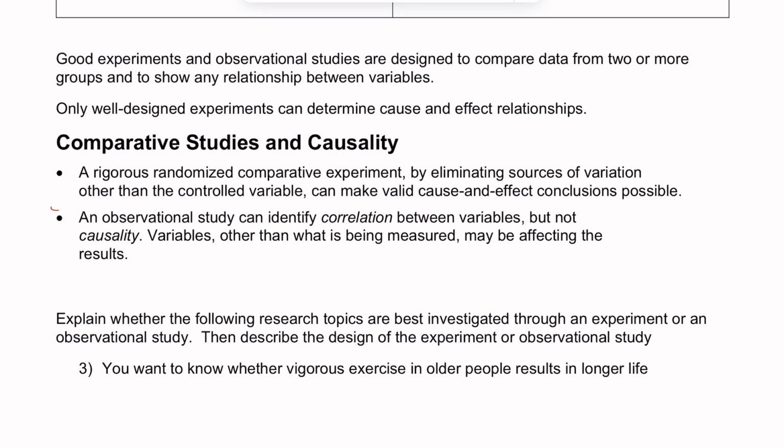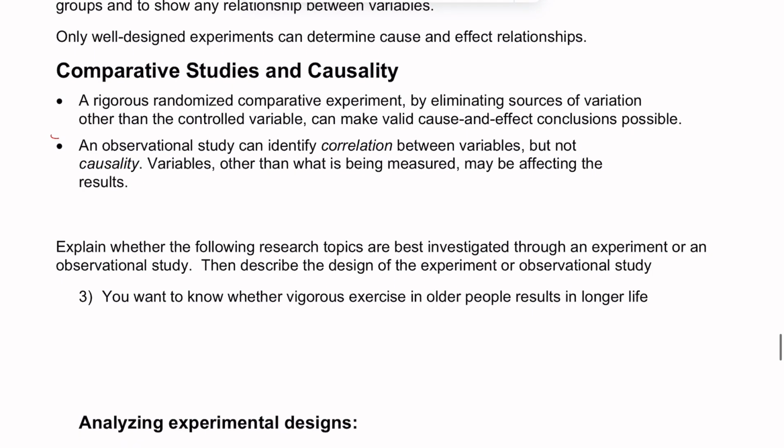So let's explain whether the following research topics are best investigated through an experiment or an observational study. Then describe the design of the experiment or observational study. You want to know whether vigorous exercise in older people results in longer life. So let's think about this. We do an experiment or an observational study. The treatment, which is vigorous exercise, is not possible for those people who are already unhealthy. So it's not really ethical to assign individuals to a control or treatment group. So that would take out the randomized experiment. So instead, we'll want to use an observational study.